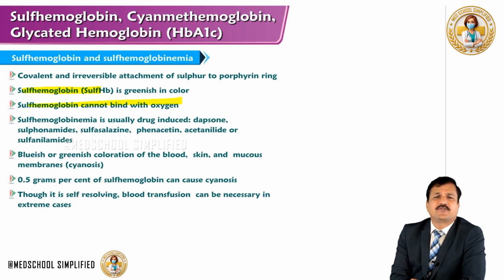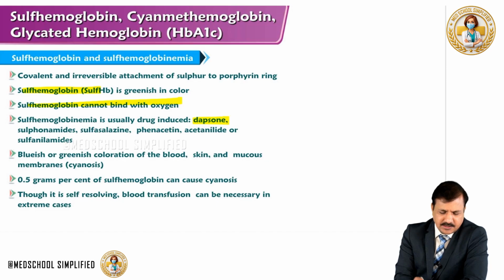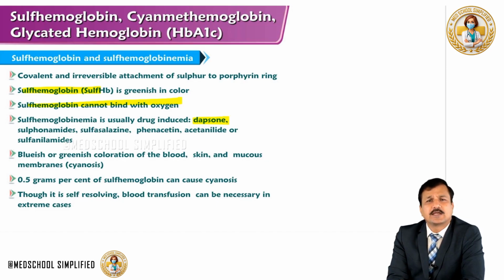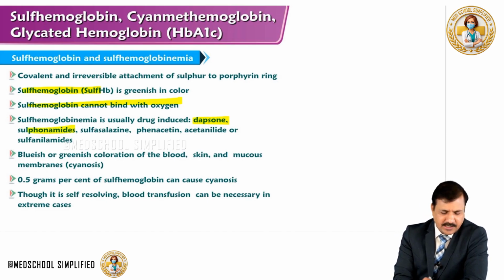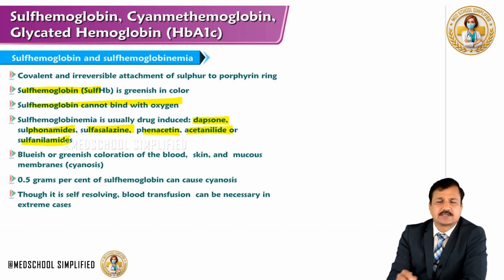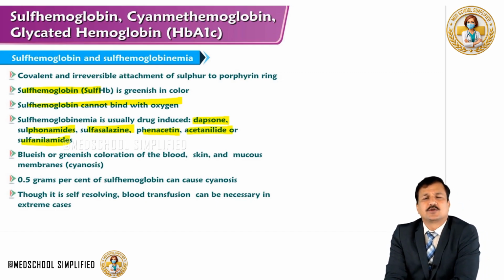The cause for sulfhemoglobinemia is usually drug induced, and some of the drugs that lead to an increase in sulfhemoglobin are dapsone, sulfonamides, sulfasalazine, phenacetin and acetanilide. Most of them are the sulfonamide group of drugs, which lead to sulfhemoglobinemia.